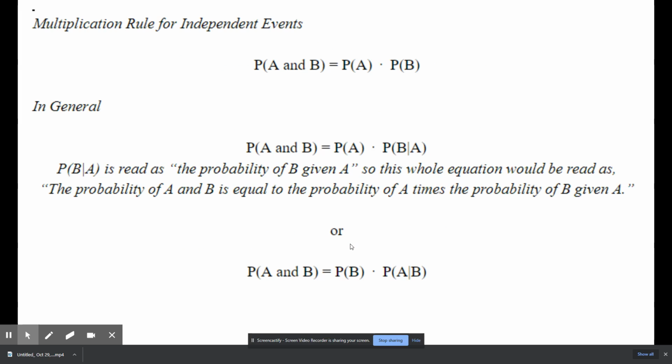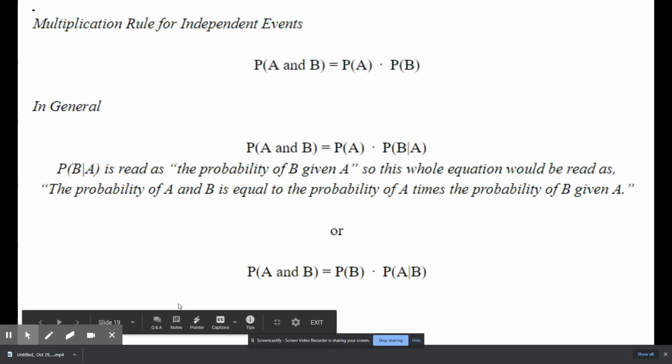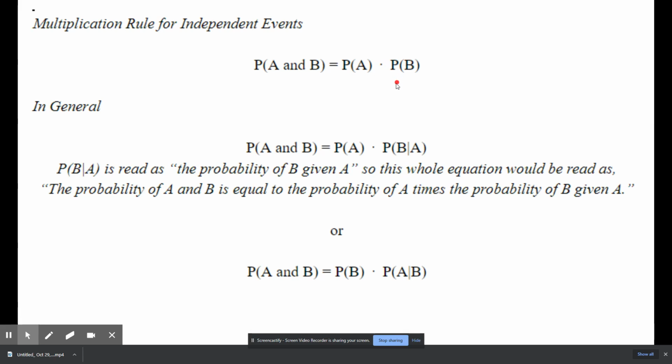So the rule in general is if you want to do two or more things at the same time, you multiply each individual probability like this. Let me turn on my pointer. Like this: probability of A times probability of B.